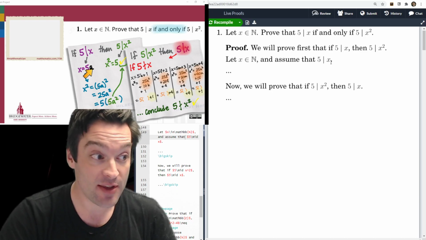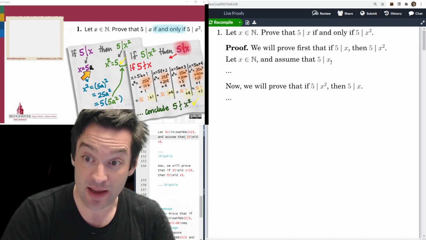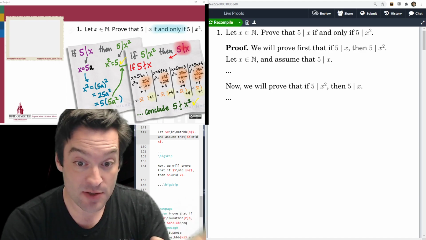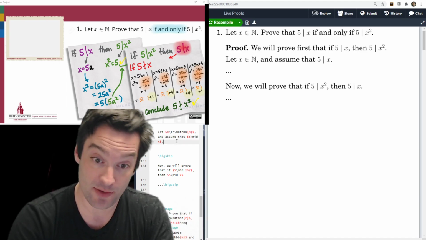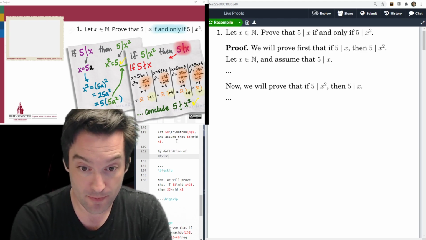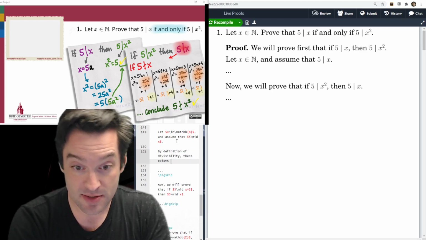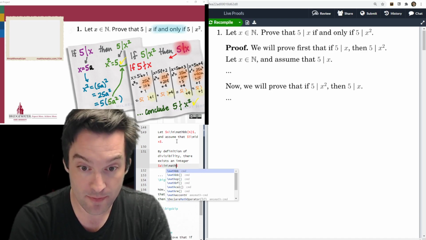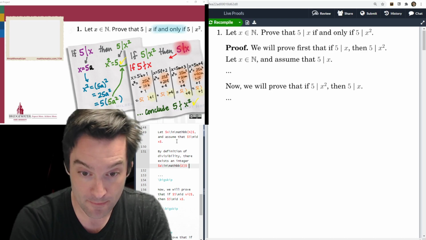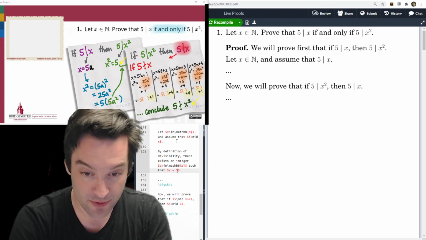And how we know that this a exists, such that x is equal to 5a, is by the definition of divisibility. So we need to call the reader's attention to all of those things at once. We can do that by saying, by definition of divisibility, there exists an integer, a, so that x is equal to 5a.